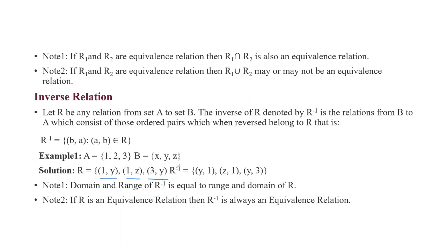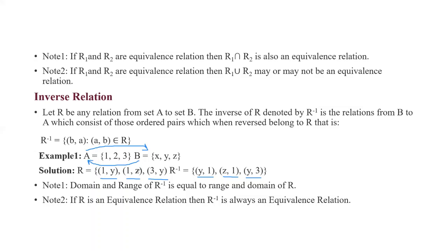So in R inverse, whatever pair is given, this is 1 comma A. Whatever relation from A to B is here, the relation in R inverse is from B to A. It means if a pair 1 comma Y is present, then in R inverse Y comma 1 is present. So for R inverse: 1 comma Y, Y comma 1; 1 comma Z, Z comma 1; 3 comma Y, Y comma 3.